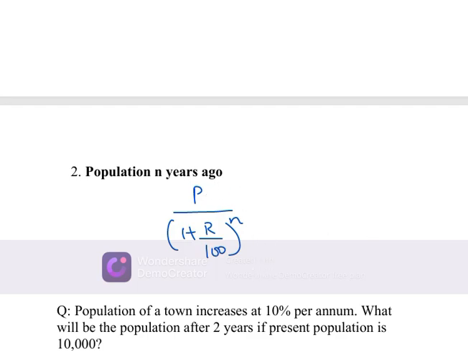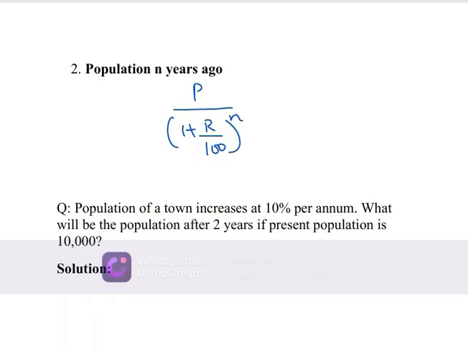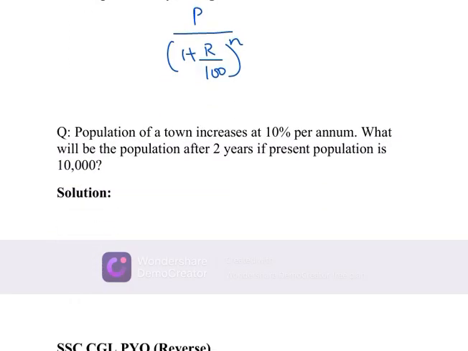So these are two simple formulas that you have to use. Let's see this question. There is an increase of 10% per annum. What will be the population after 2 years if the present population is 10,000? So that means you take P, which is 10,000, times (1 plus R by 100), which is 1 plus 10 upon 100, to the power 2.